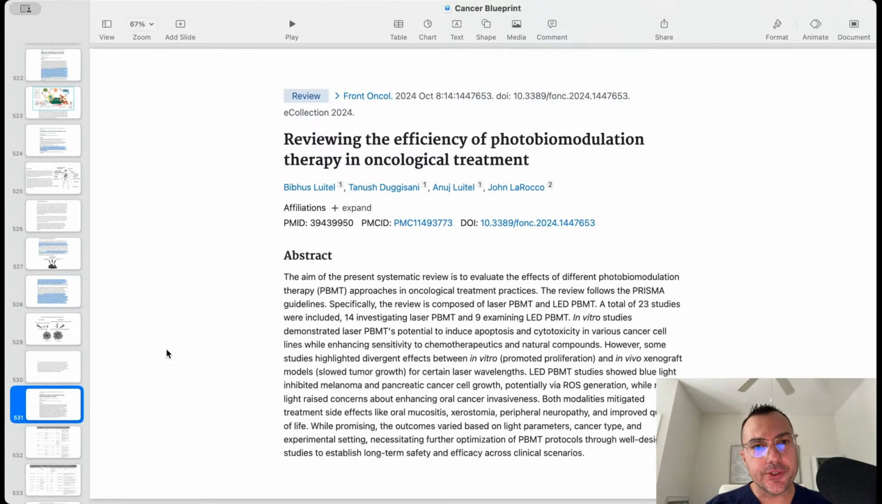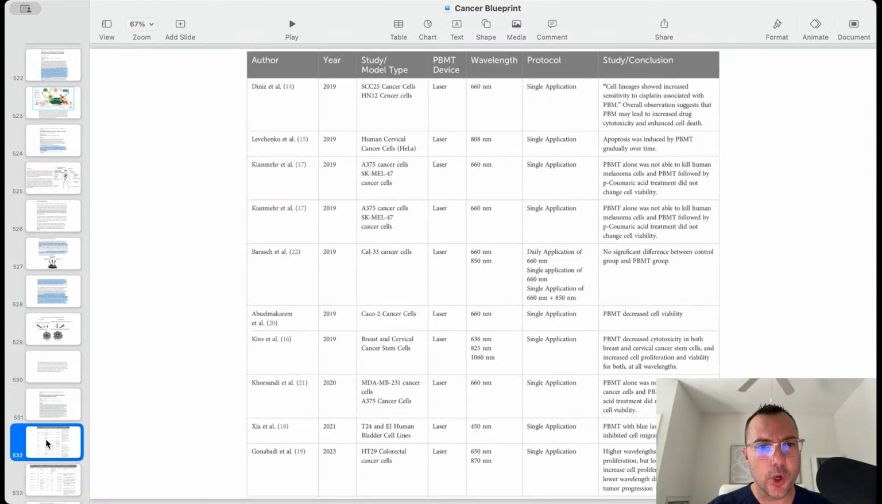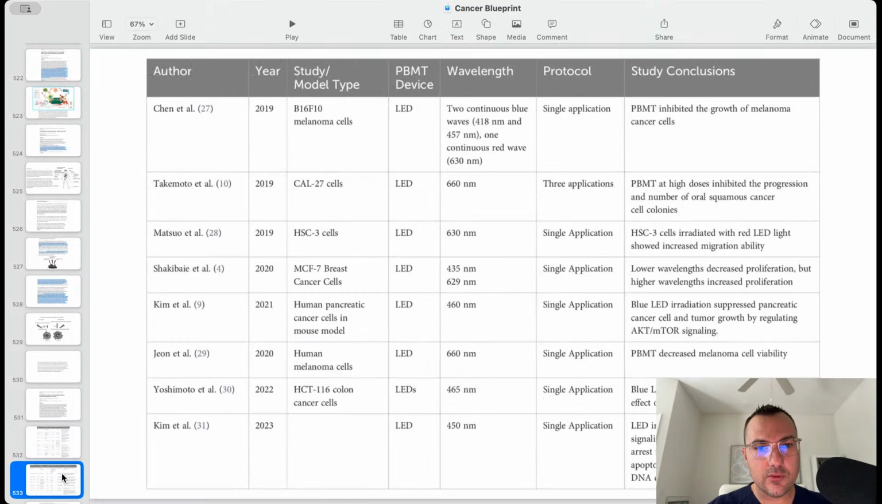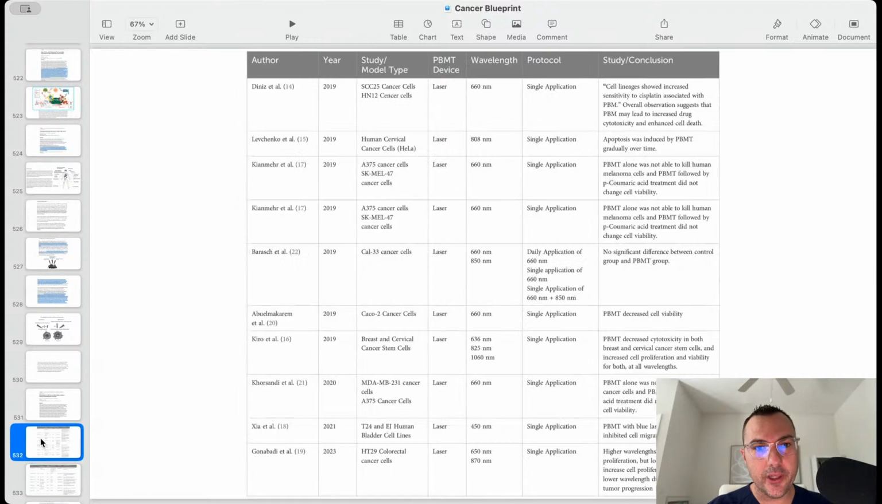But I'll digress. So this is another paper that's called Reviewing the Efficacy of Photobiomodulation Therapy in Oncological Treatment, and it's published very recently, October 8th of 2024. What they did is they essentially broke down a lot of the studies that are on photobiomodulation. In this case, they're using lasers. And in this next one, they're using LEDs at varying wavelengths. You can see that some of them are even in the blue range. It's all over the place, to say the least.